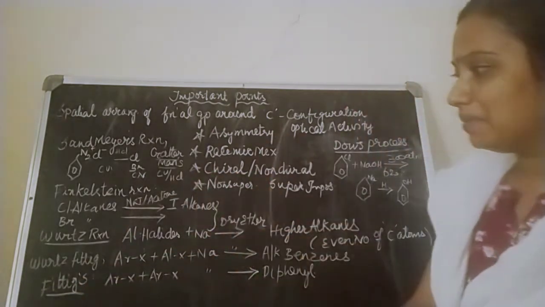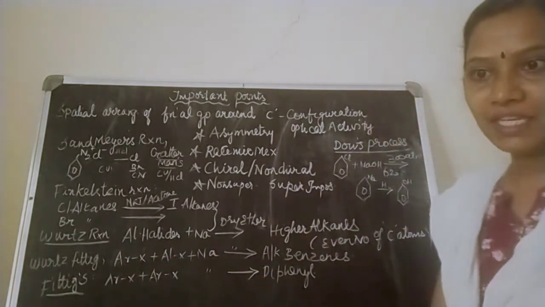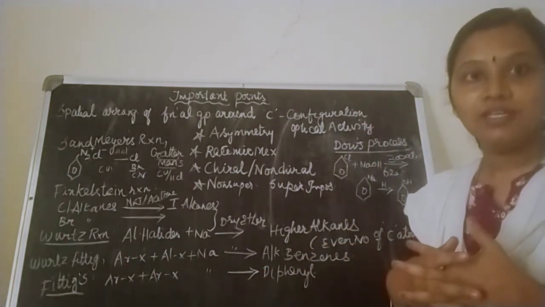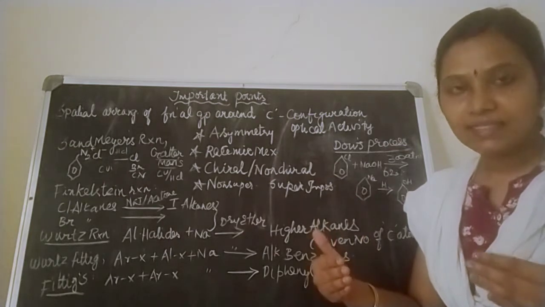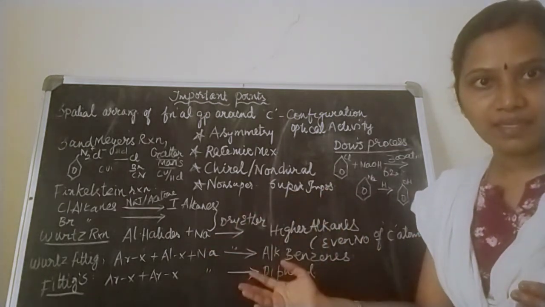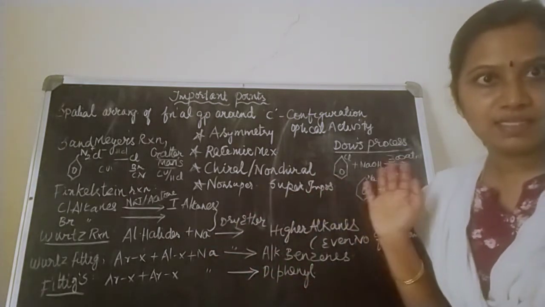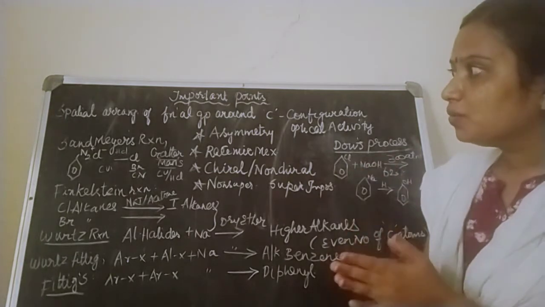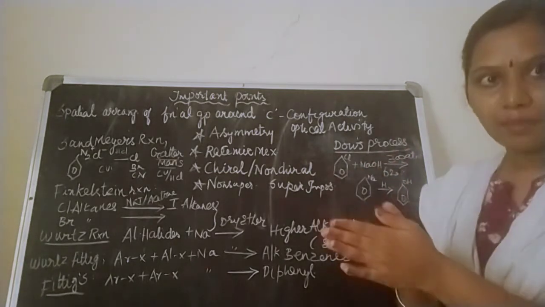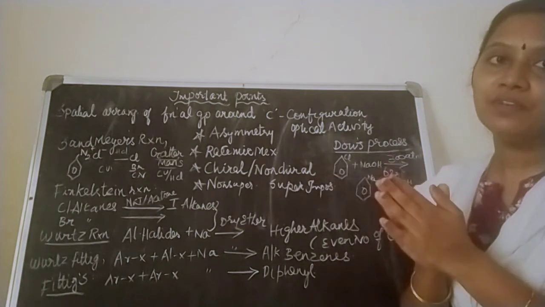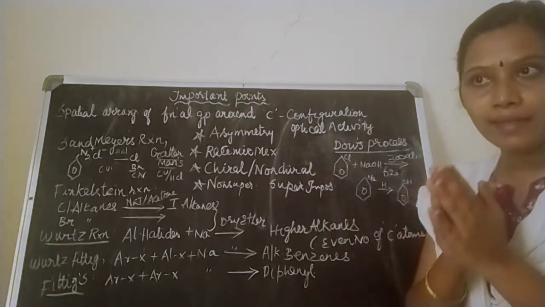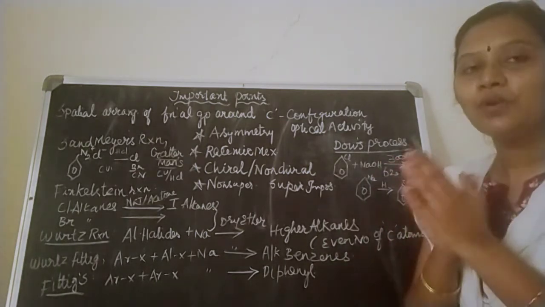Fittig reaction is remaining. So, what is Fittig reaction? Fitting each other. I have to take two aryl halides in the presence of sodium and dry ether. I will be getting diphenyl. Such an easy reaction. Clear, children? So, Sandmeyer's reaction and Gattermann's reaction are the same. The only difference is that instead of copper chloride in Sandmeyer's reaction, copper will be used.